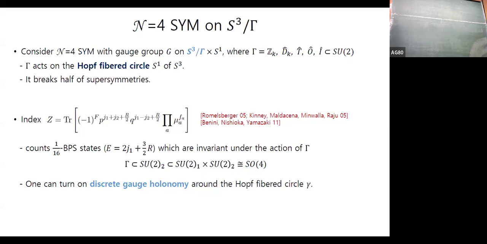Sorry, I just want to understand the action here. So is this action free on S3 or does it have fixed points? Free. So this is the standard C2 mod ADE quotient that people consider, right? Because of singularities. You mean in the bulk? In the bulk, yeah. So that produces lens spaces and things like that. Yeah. So for Zk, this is nothing but the lens spaces.